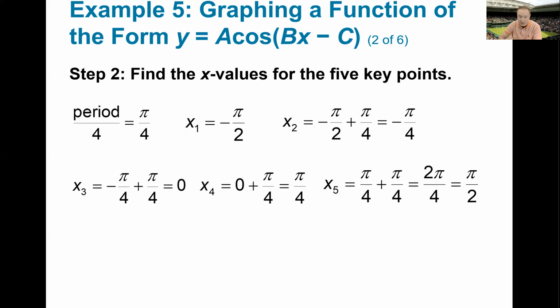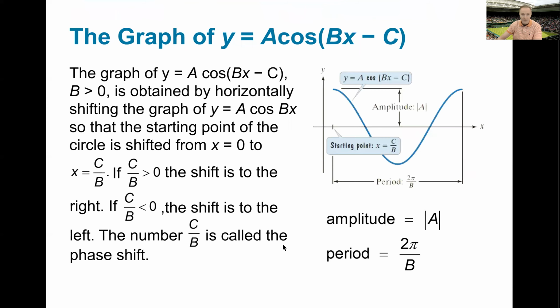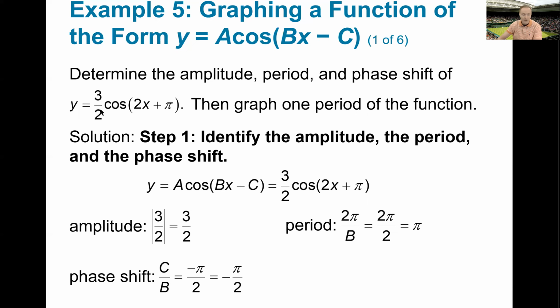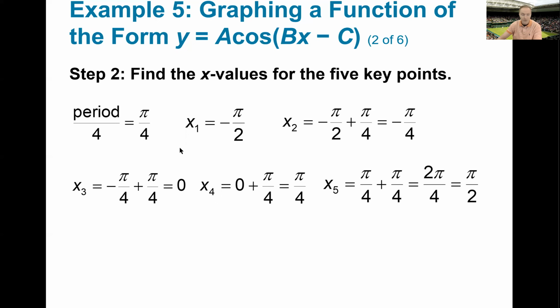Just because of my knowledge of the cosine function, at the starting point, the cosine function usually starts off at a y value of 0. What is this one going to start off at? Well, this one is going to start off at a y value of 3/2. So at negative pi over 2, I know my y value is 3/2.